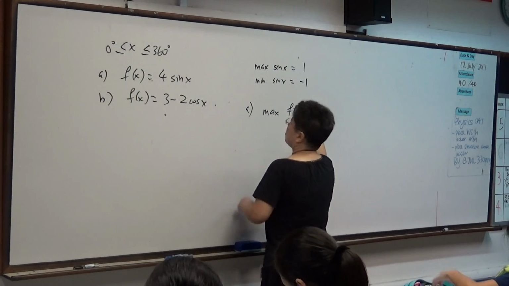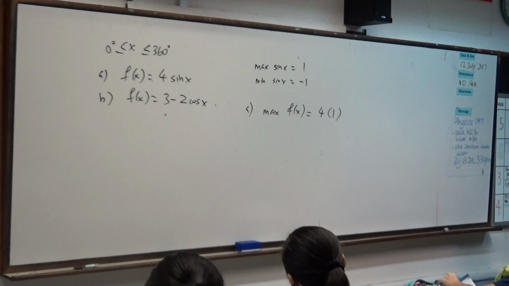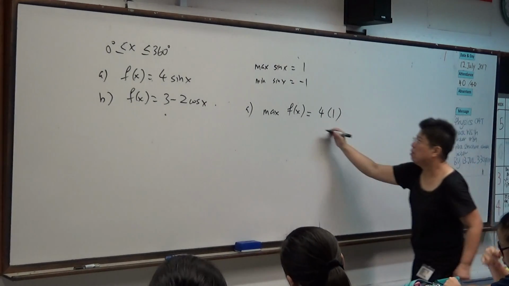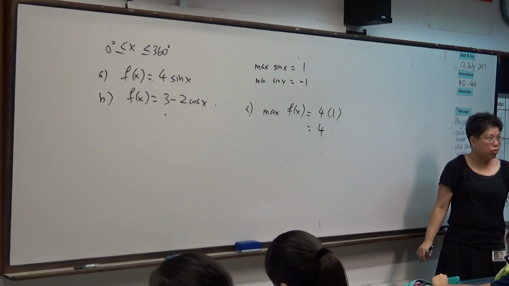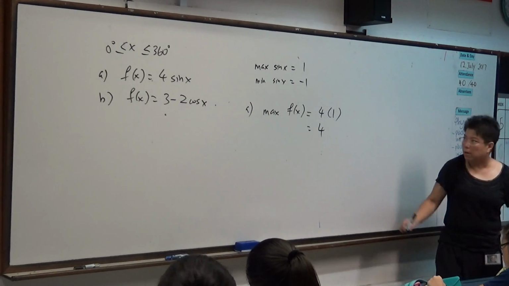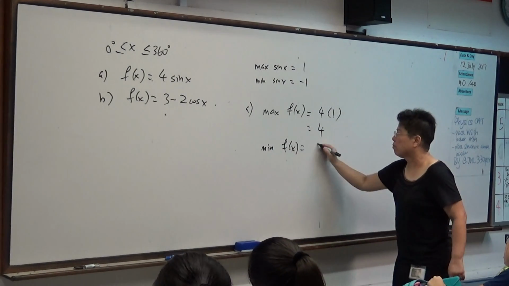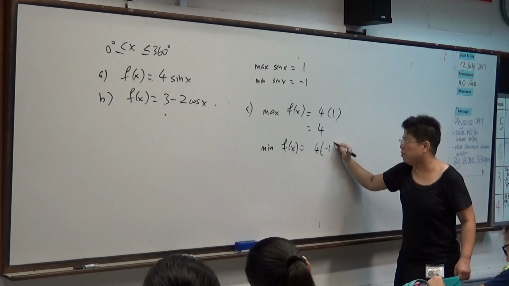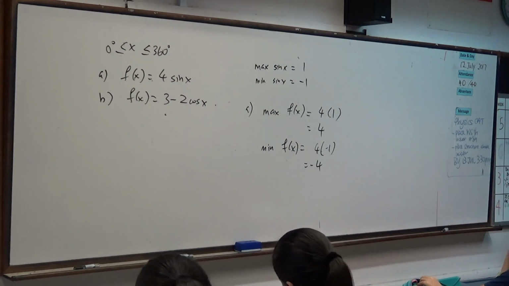The maximum f(x) will be 4 times 1, when sin x is 1. So what's the value? 4, not 41. Sometimes people do until crazy, 4 times 1 is 41. What's the minimum value of f(x)? 4 times negative 1. Answer, negative 4. So that's how we get the first solution.